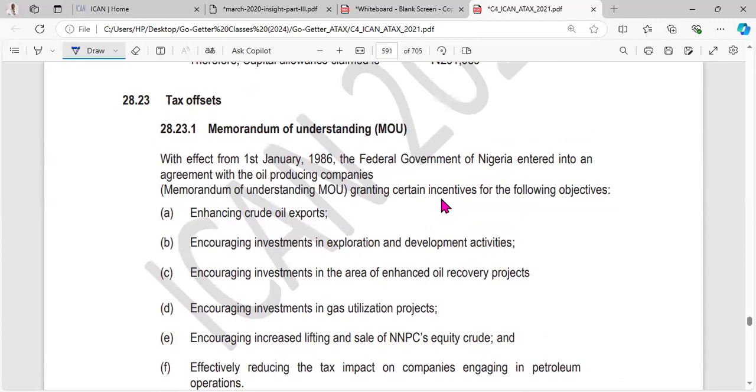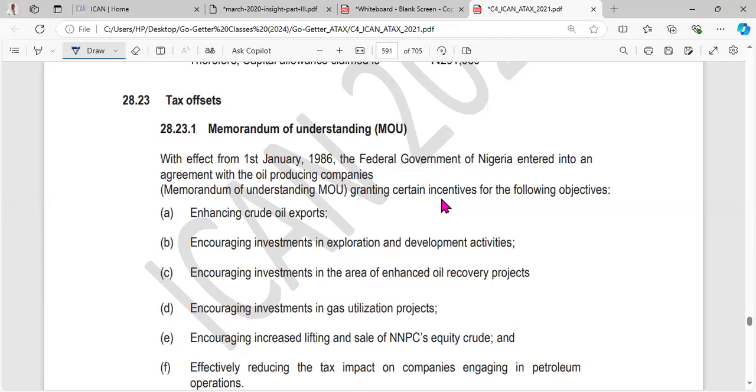Tax offsets. What is tax offset? We have the Memorandum of Understanding. With effect from 1st January 1986, the government of Nigeria entered into an agreement, during the Shehu Shagari regime. I think it's either during the reign of Shehu Shagari or the Buhari regime, the first military regime. I've forgotten which one of them had this arrangement. The government entered into arrangements with the oil producing companies. This is because of the oil price depression.